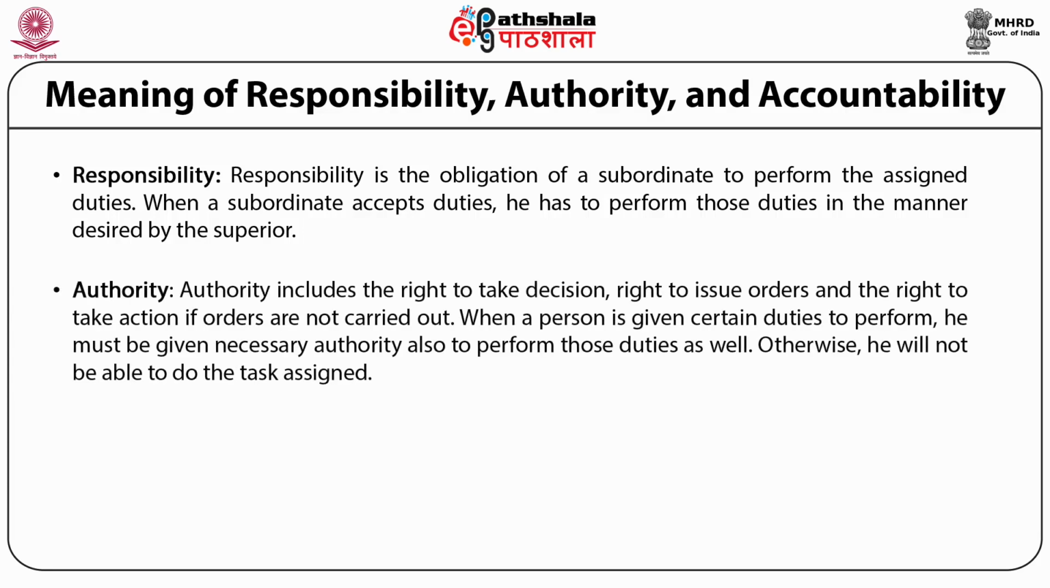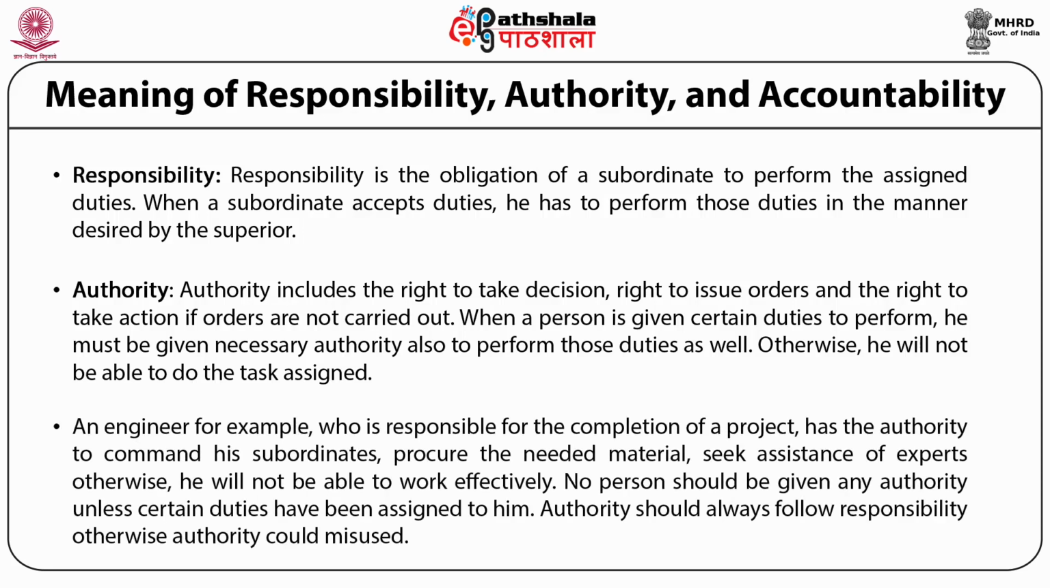Authority. Authority includes the right to take decisions, the right to issue orders, and the right to take action if orders are not carried out. When a person is given certain duties to perform, he must be given the necessary authority also to perform those duties. Otherwise, he will not be able to do the task assigned. An engineer, for example, who is responsible for the completion of a project has the authority to command his subordinates, procure the needed material, and seek assistance of experts, otherwise he will not be able to work effectively. No person should be given any authority unless certain duties have been assigned to him. Authority should always follow responsibility, otherwise authority could be misused.